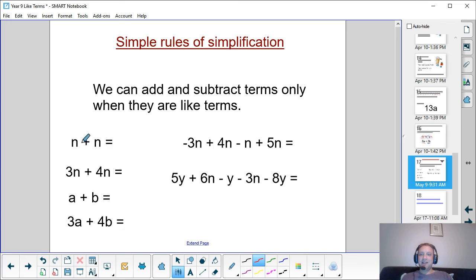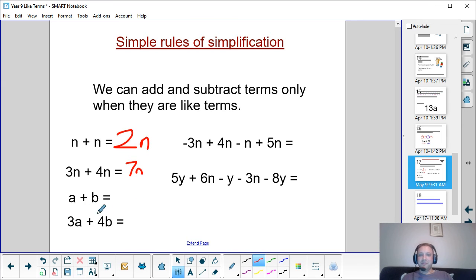So if I have 1 N and another N, 1 jar of Nutella and another jar of Nutella, I will have 2 jars of Nutella, right? If there's no number at the front of your variable, that means there is one of them, right? These have a coefficient of 1, and 1 plus 1 is 2, right? So then, again, same variable, 3 N's plus 4 N's. Just add the coefficients together, that's 7 N's.